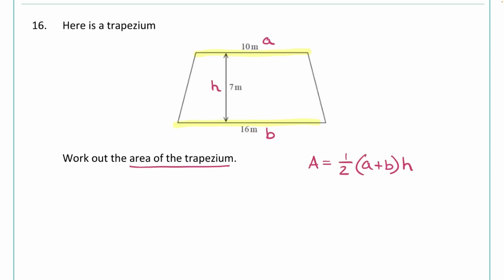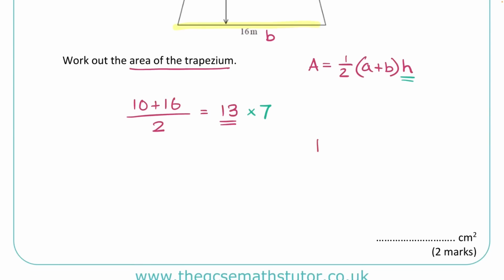So the way I tend to write this is I'll first take those two parallel sides and add them together, and then divide that by 2, as it's a half of that. So that is equal to 26 divided by 2, which is 13. Now I want to multiply that by the height, which is 7. So we have to work out 13 times 7. And of course, without a calculator, I want to take my time to work that out. So 13 times 7, 7 times 3 is 21. 7 times 1 is 7, plus the 2 is 9. So 91 centimetres squared for the area of the trapezium.